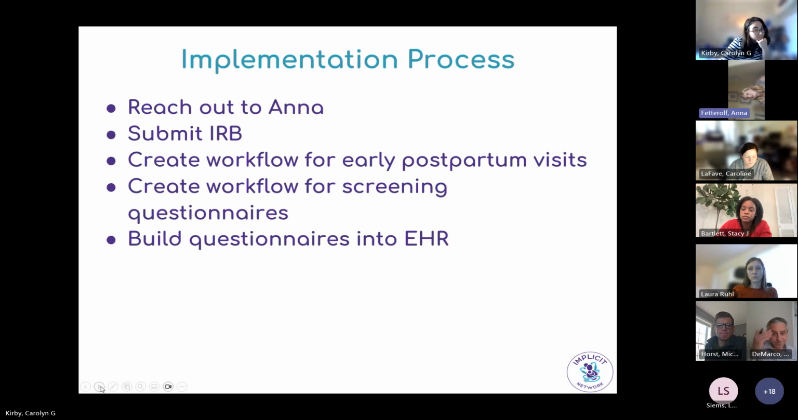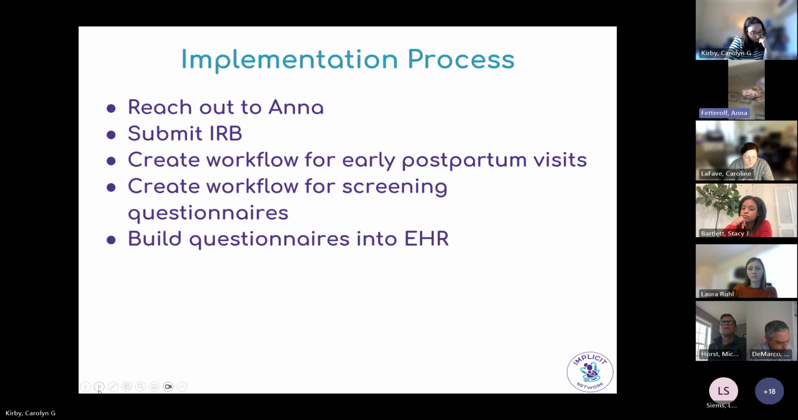So for the implementation process, first you'll reach out to me, let me know your interest, and we can set up some meetings. Similar to ICC, we would need to submit an IRB. Like ICC, we have the benefit of being a collaborative organization where we have IRBs that have already been created for other sites that can be used as templates to create your IRB. Creating a workflow for early postpartum visits is really important to identify how best to do this at your site and what resources are needed. And then also creating workflows for the screening questionnaires.